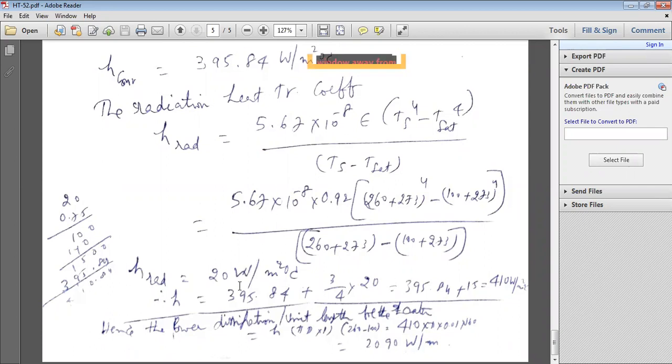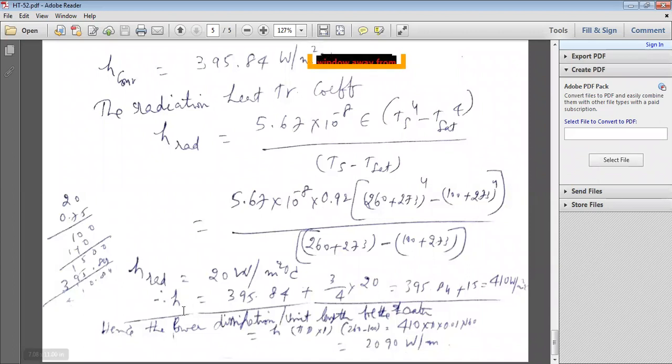So if you observe, when compared to convection heat transfer, radiation heat transfer is very low. That's why sometimes you can neglect it, or you can calculate it using this formula. Therefore, the combined heat transfer by combining convection and radiation: H is equal to 395.84 plus 3/4 into 20. From this, the effective heat transfer coefficient in film boiling is equal to 410 watt per meter square Kelvin or degree centigrade.